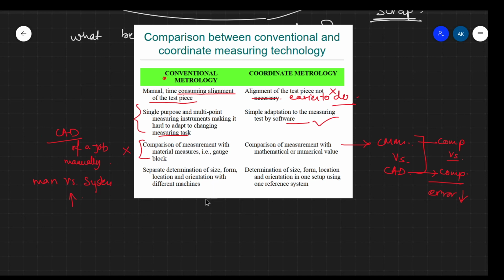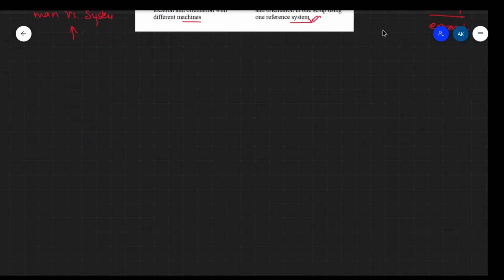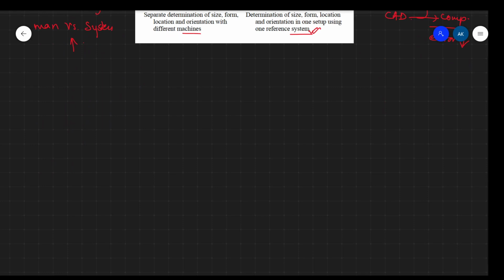Now it's separate determination of size, form, location, and orientation on different machines. Determination of size, form, location, orientation in one setup using one reference system. Okay, these reference systems and all we will again talk about in detail. Nothing to worry about. Next question is, now we know that we have to somehow create a substitute shape.